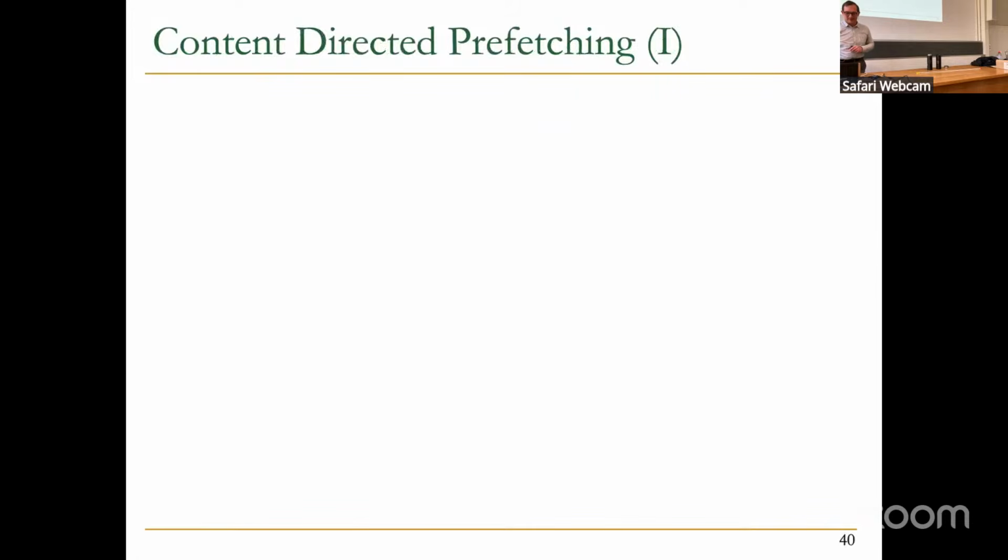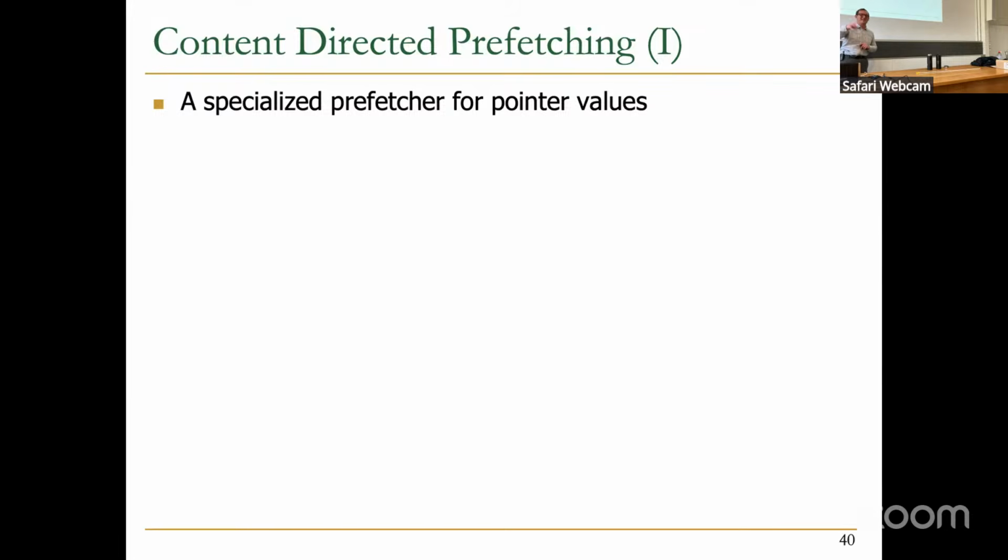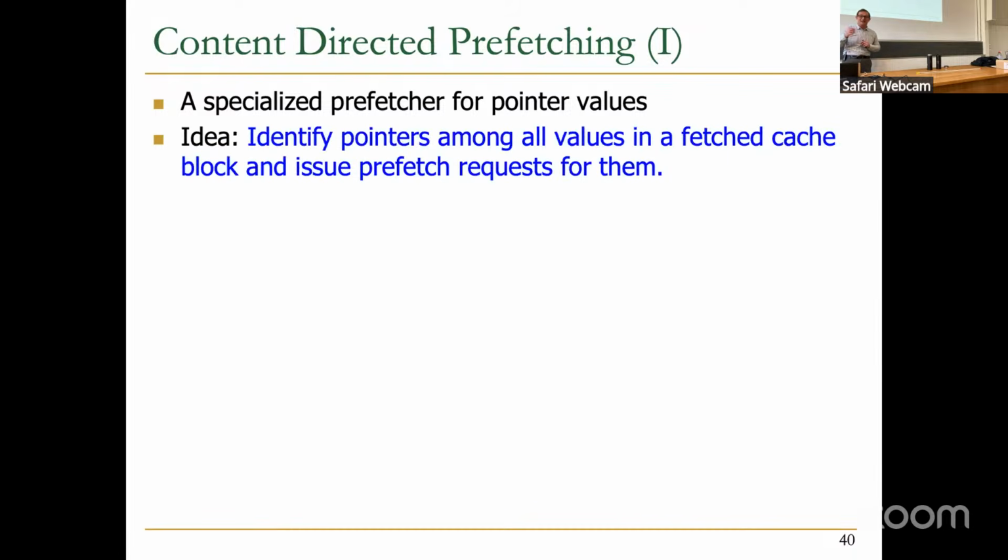Okay. So let's talk about content-directed prefetching also. This is actually a very creative idea, in my opinion. I was at Intel when this was being developed. I didn't develop it, but people at Intel, whom I respect a lot, developed it. It's essentially a specialized prefetcher for pointer values. And the idea is very simple. Identify pointers. So you look at a cache block, and you identify pointers among all values inside the cache block. And if something looks like a pointer, you basically generate prefetch requests for them. Does that sound good? Now, the question is, how do you identify pointers?